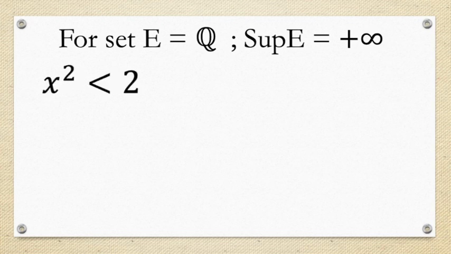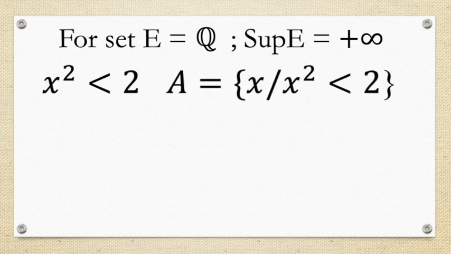How about x squared is less than 2? If our set A is the set of all x such that x squared is less than 2, does this have a supremum in Q? What is your answer?